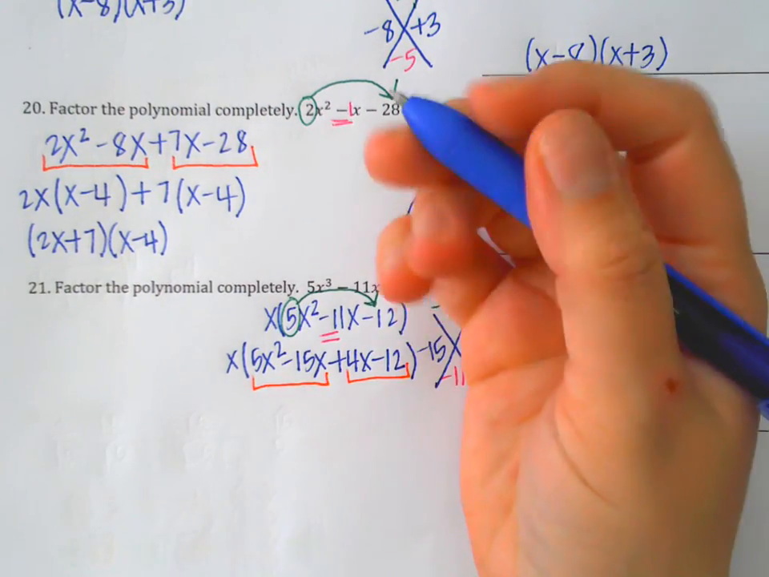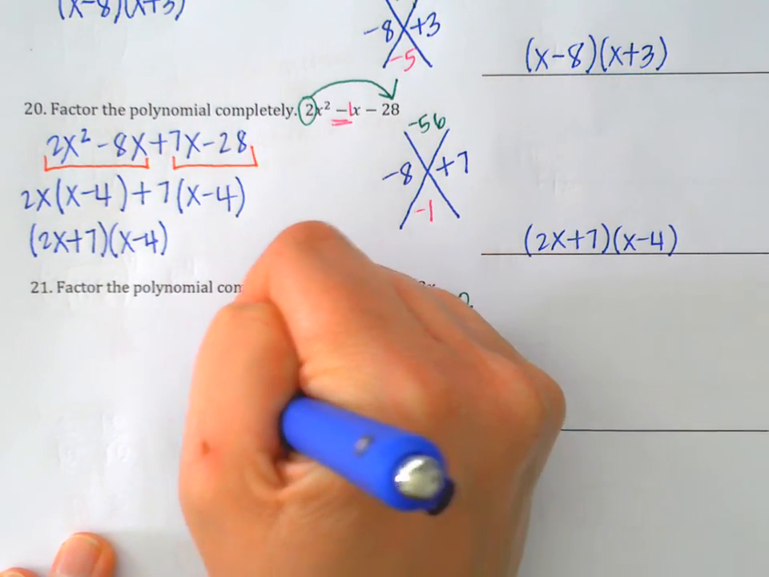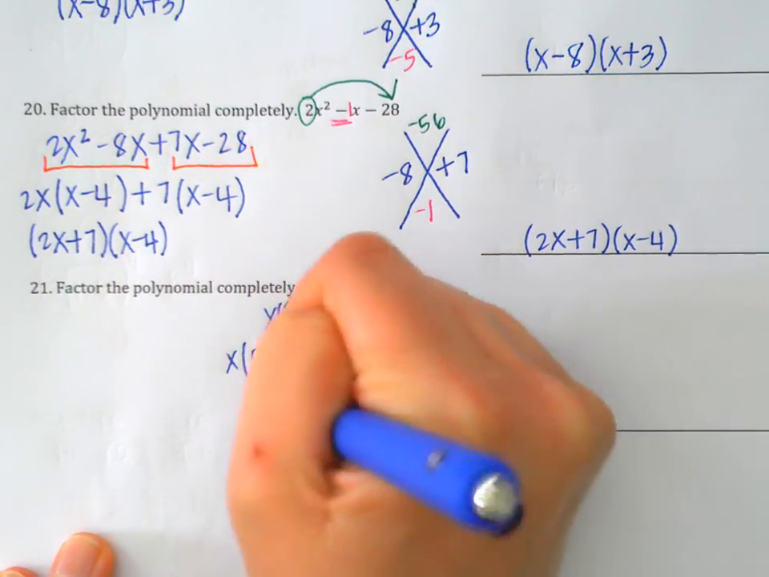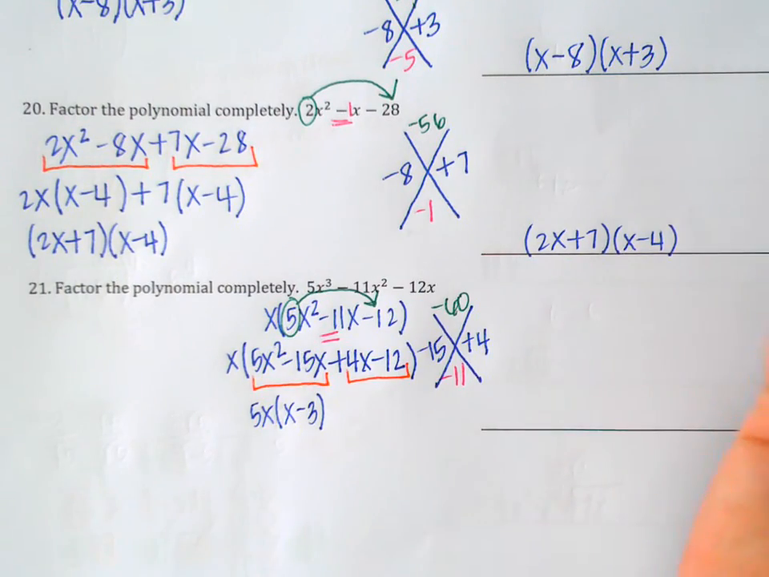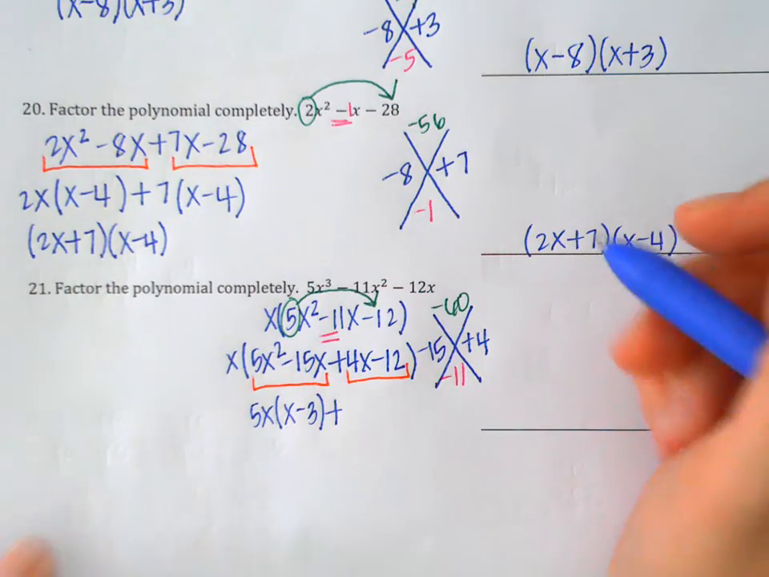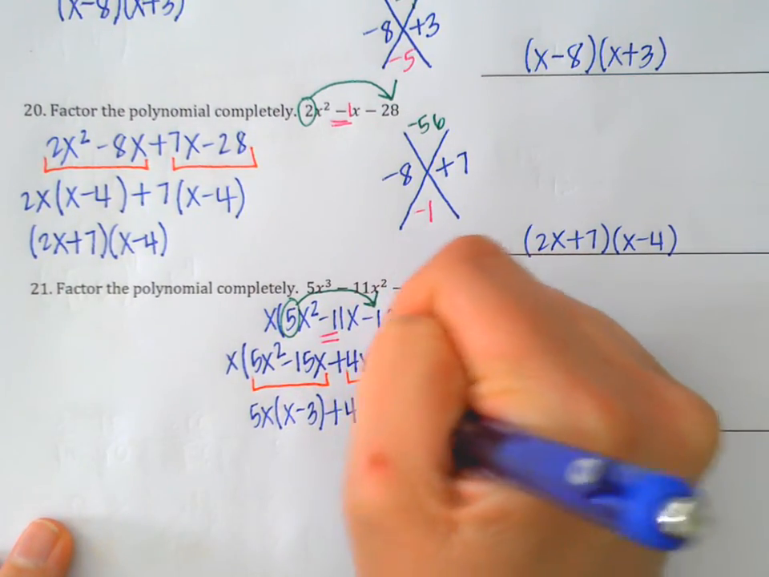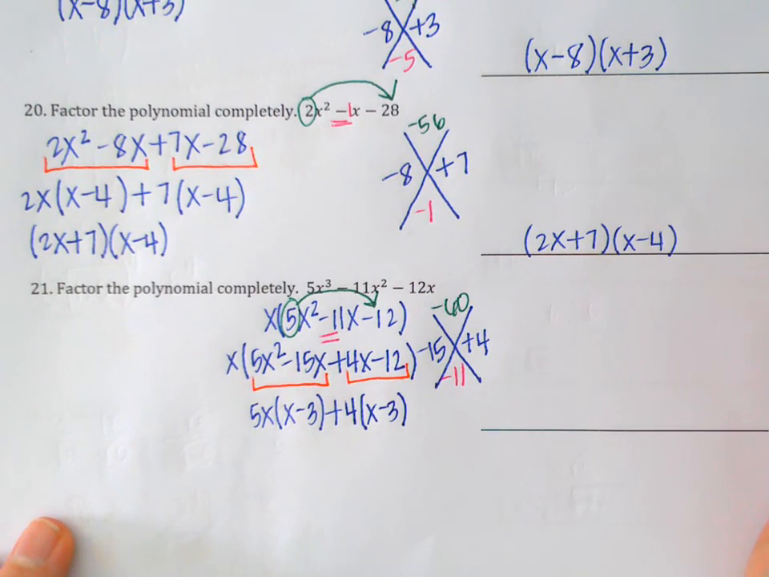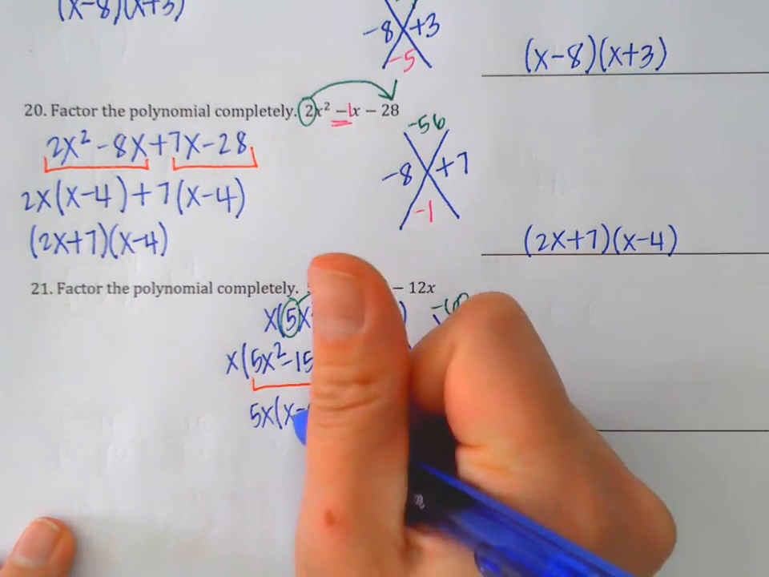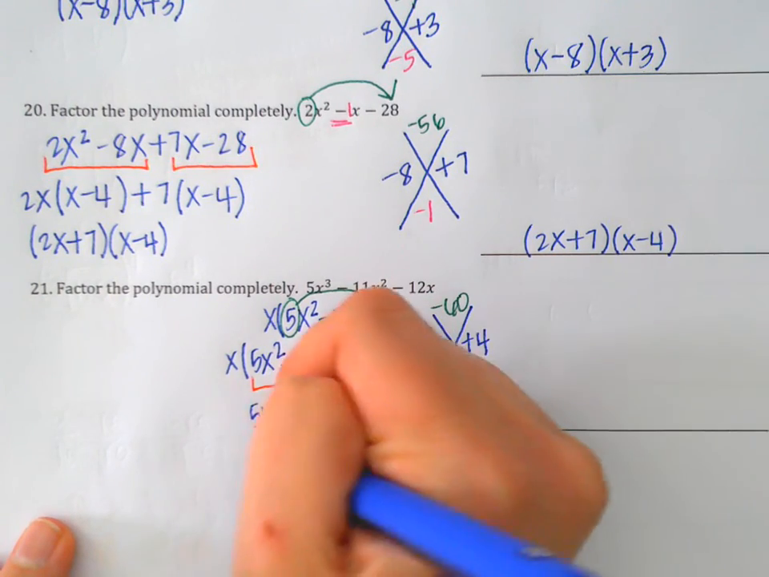So from 5x squared minus 15x, I can factor out 5x. And I'm left with x minus 3. I bring down my middle sign. Always bring down my middle sign. 4x minus 12, I can factor out 4, and I'm left with x minus 3. So I have the same binomial there. That works. That's what we want.